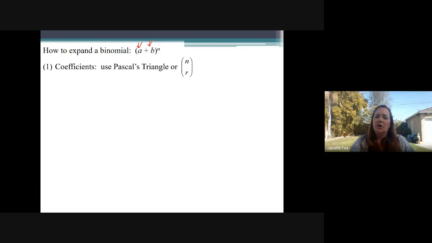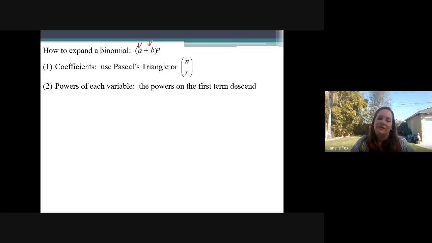Okay, so we're going to figure out what the coefficients are using Pascal's triangle or the n choose r method, whichever you want. Honestly, guys, seriously, it's your choice. I know sometimes there are choices in mathematics, not always, but totally sometimes. Okay. And then you have to do the powers of each variable.